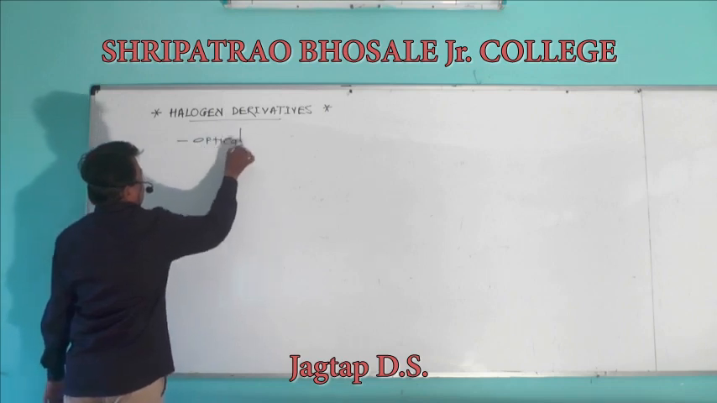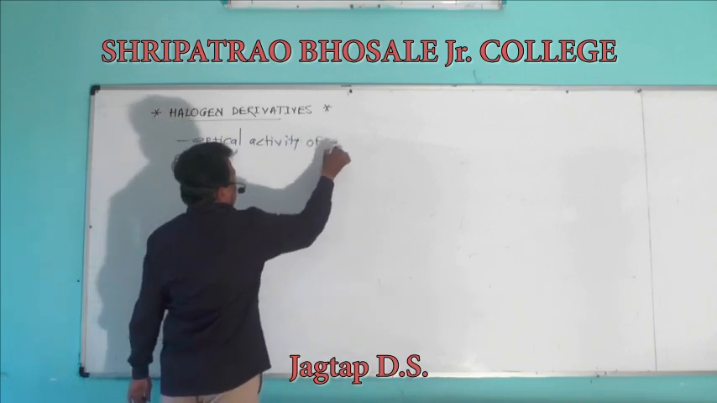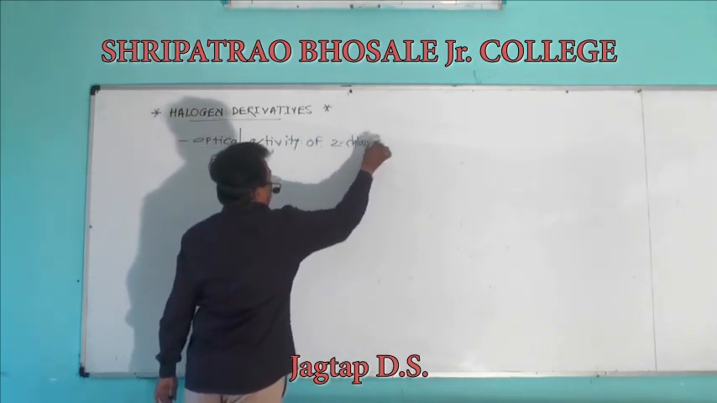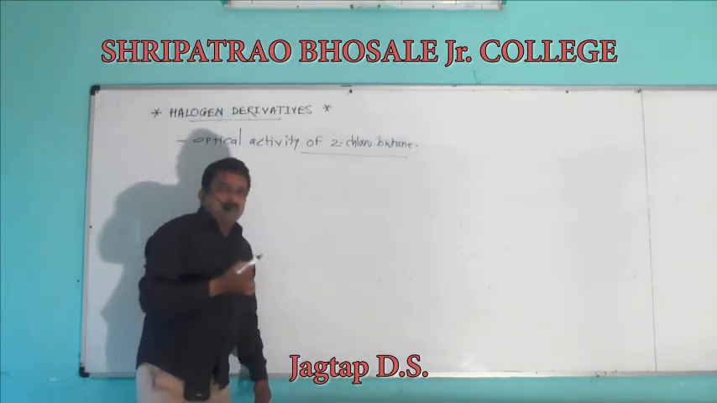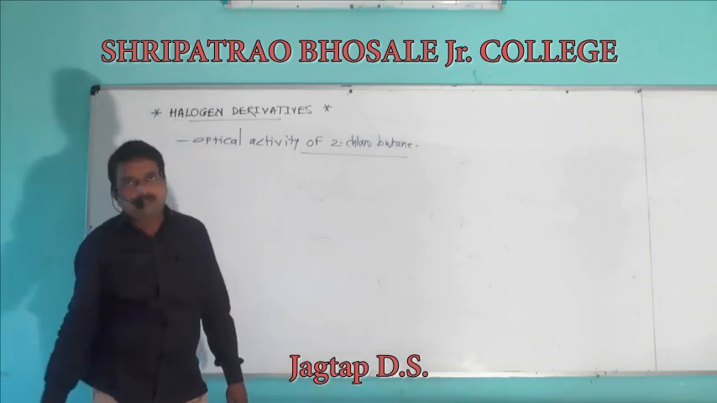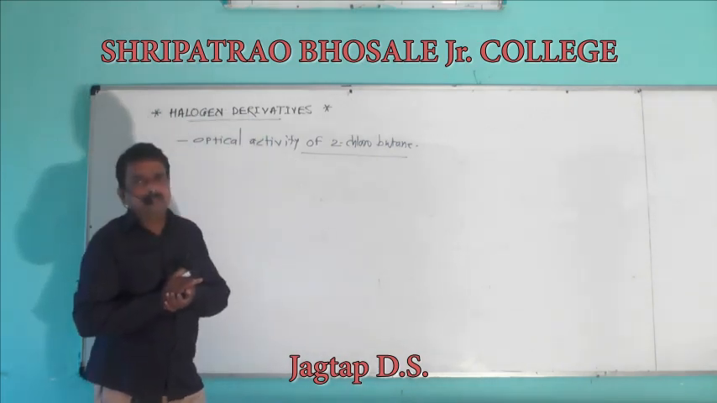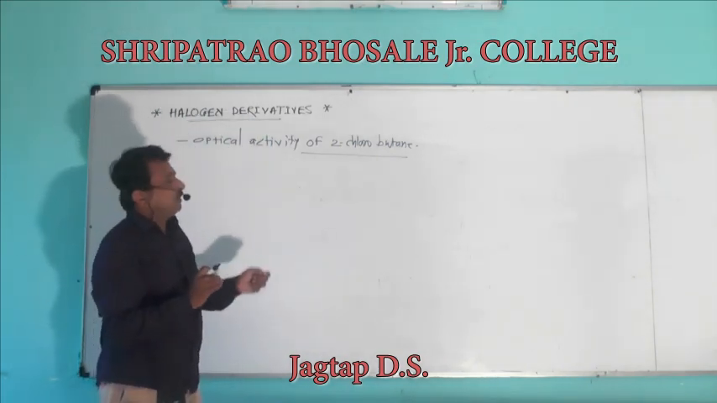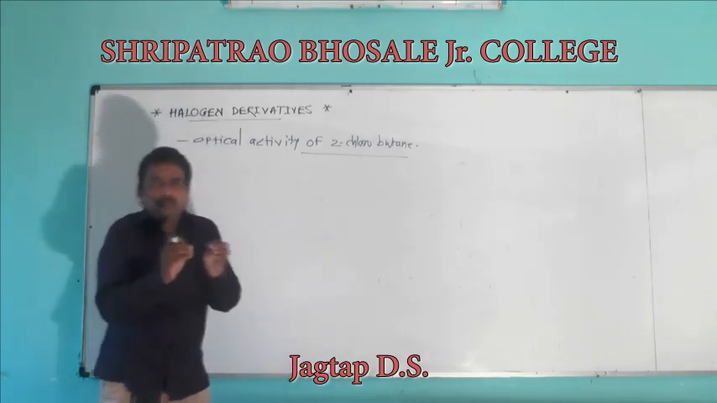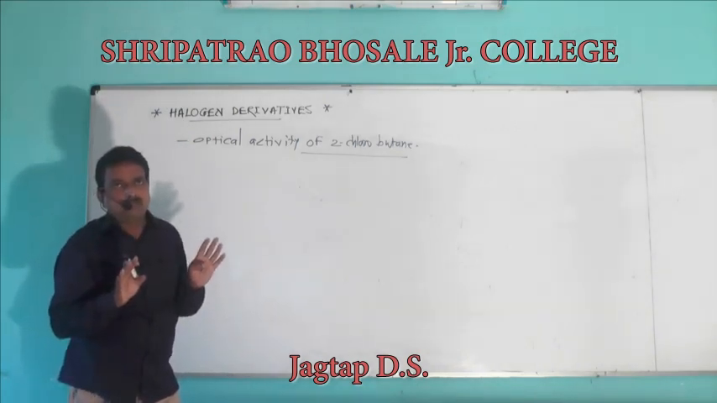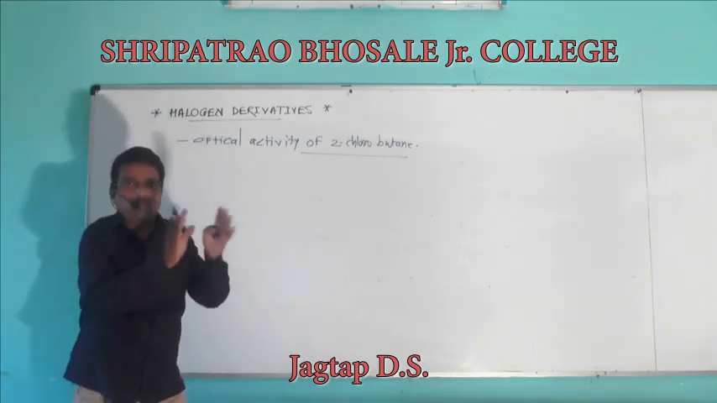Optical activity of 2-chlorobutane. As 2-chlorobutane contains a chiral carbon atom, if the compound contains a chiral carbon atom, if the compound contains an asymmetric carbon atom, such compounds are optically active. It rotates plane polarized light towards the right side or towards the left side.